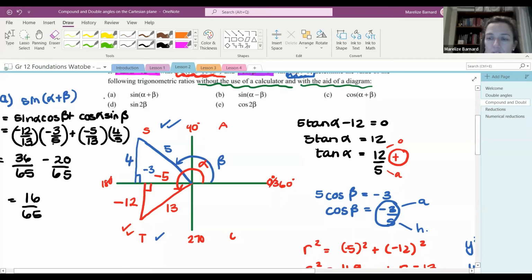I'm going to give you about 2 minutes. So we've done this one. We're going to do question B, and then let's do D and E, because cos alpha plus beta is just another compound angle. I think we get enough practice with A and B doing that. Let's practice our double angles as well. Post your answer in the chat.